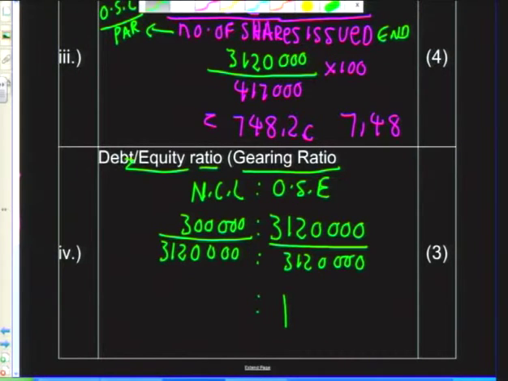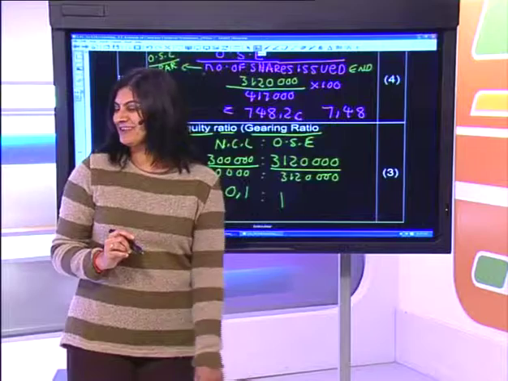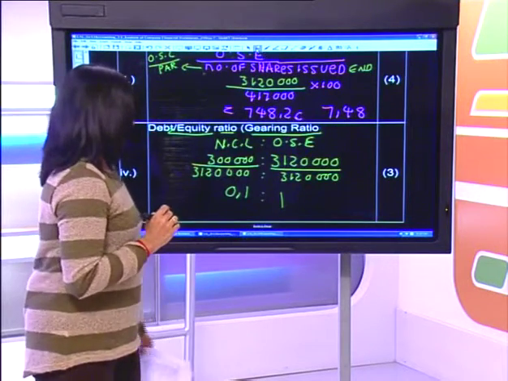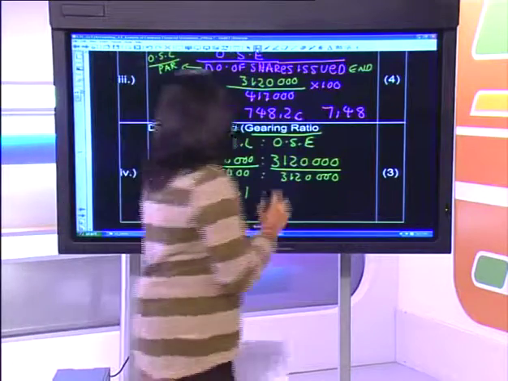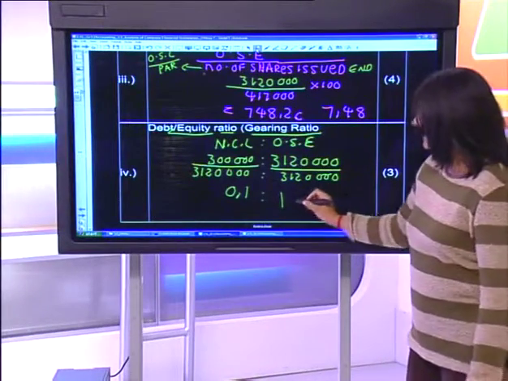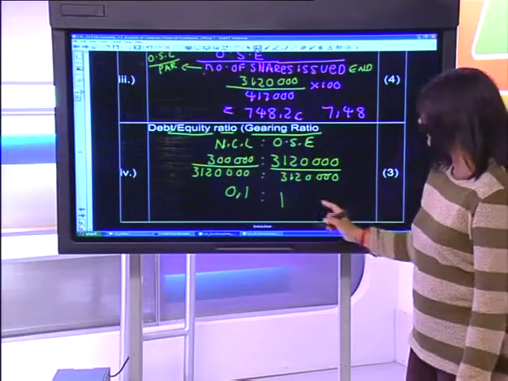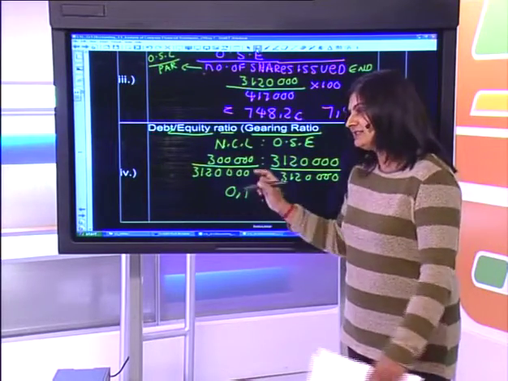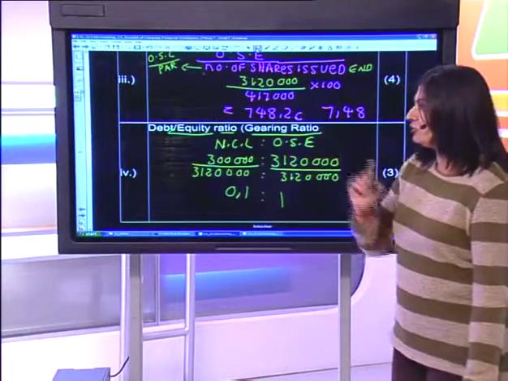Okay. Right. Abraham, quick question for you. Okay, look at this ratio. This is my equity, my own capital is 1 rand, and my borrowed capital is 10 cents. So am I low geared or high geared? You're low geared. Oh, low geared, fantastic.